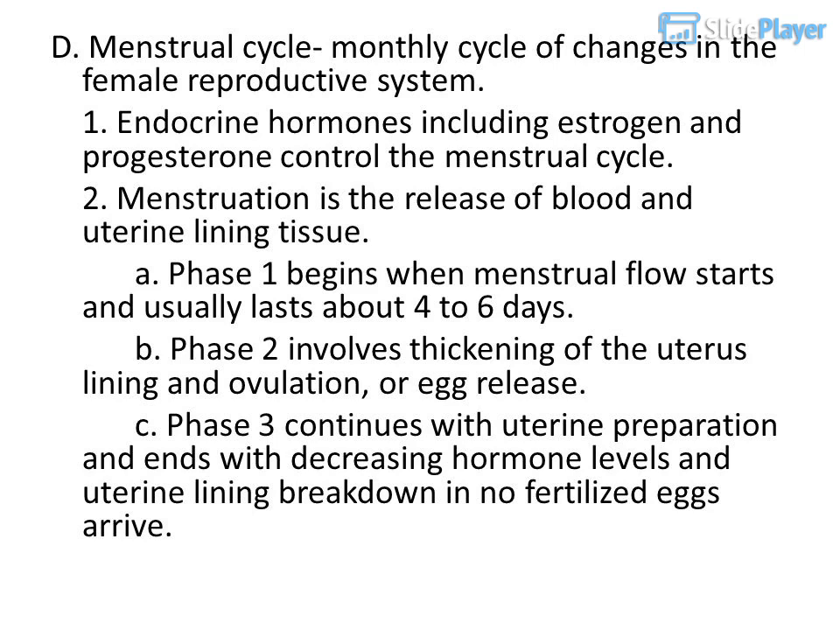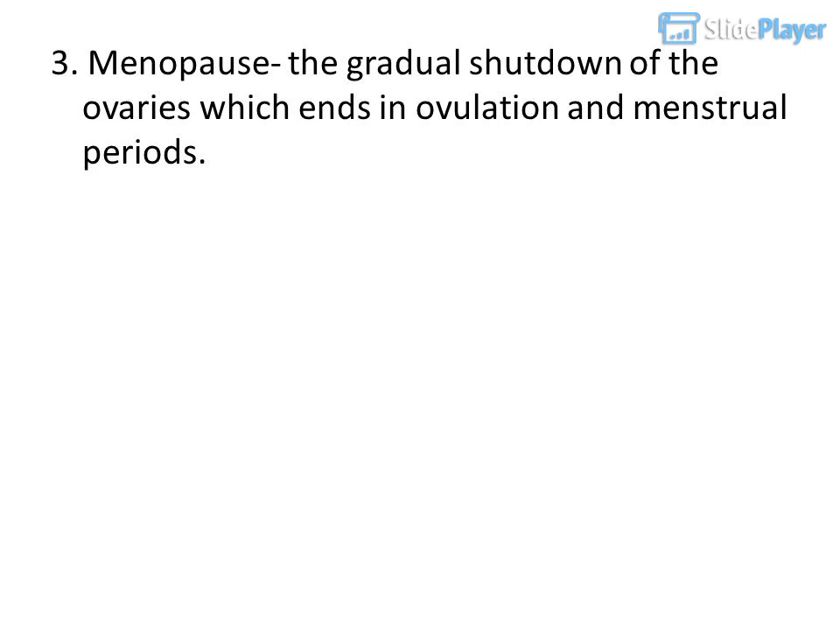A. Phase 1 begins when menstrual flow starts and usually lasts about 4 to 6 days. B. Phase 2 involves thickening of the uterus lining and ovulation, or egg release. C. Phase 3 continues with uterine preparation and ends with decreasing hormone levels and uterine lining breakdown if no fertilized eggs arrive. 3. Menopause is the gradual shutdown of the ovaries, which ends ovulation and menstrual periods.